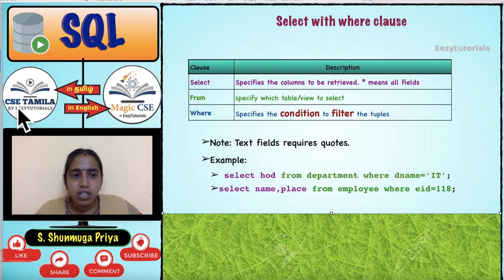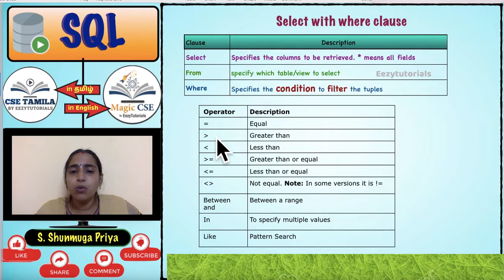So we have used equal to. Apart from equal to, you can use less than, less than or equal to, greater than, greater than or equal to, and not equal to symbols. Then between, in, and like. So these are the operators which you can use with the where clause. In this video, we will be seeing till not equal to. In the next part of the video, we will be seeing the last three.